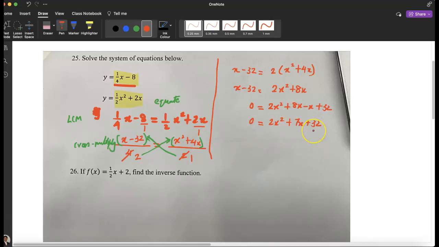Now you can just use your calculator and solve this quadratic, or factorize it. If you are using your calculator, you go to menu, algebra 3, polynomial tools 3, find roots of polynomials. Enter. Degree is 2. Real. Now you put in the coefficients: 2, 7, 32.